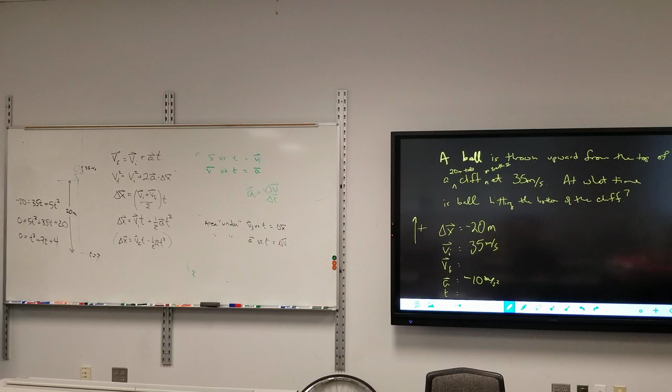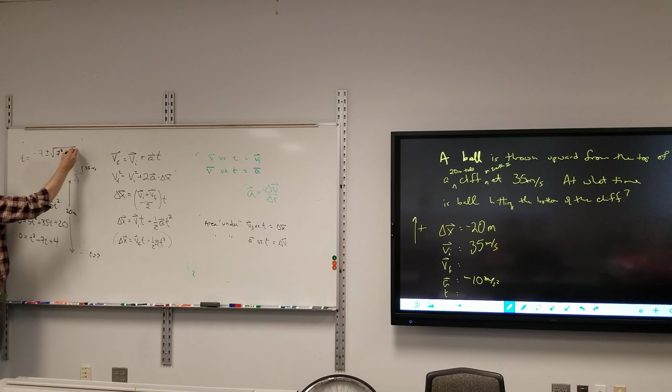All right, now what? And write the formula out. And the formula is? Opposite of b, plus or minus the square root of b squared minus 4ac, over 2a.